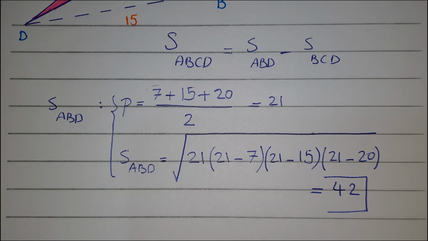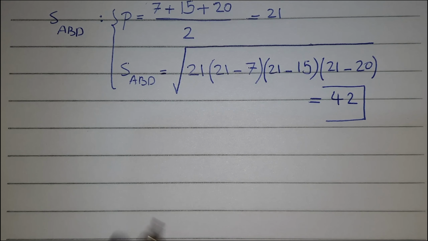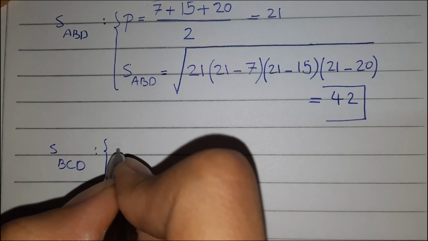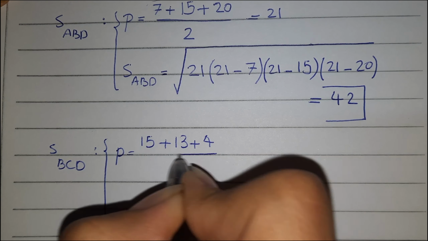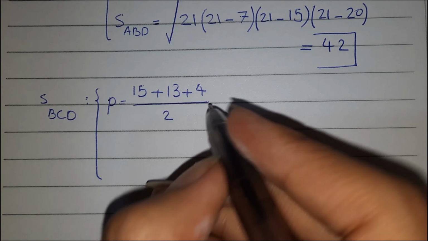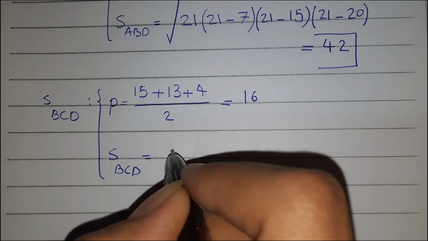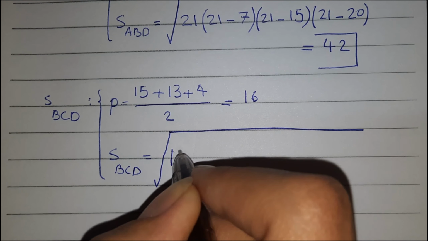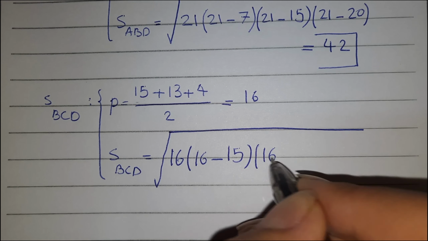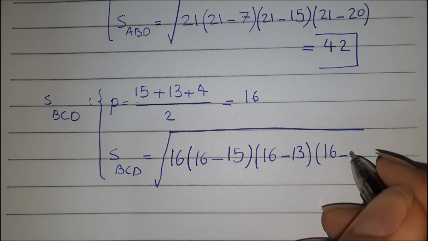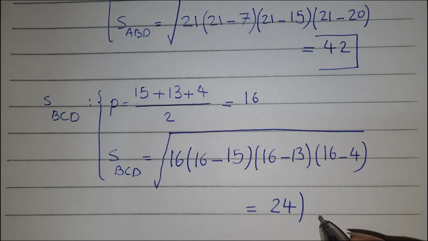Similarly, we calculate the area of triangle BCD. P is equal to 16. The area is equal to radical 16 times 1 times 3 times 12, which is equal to 24.